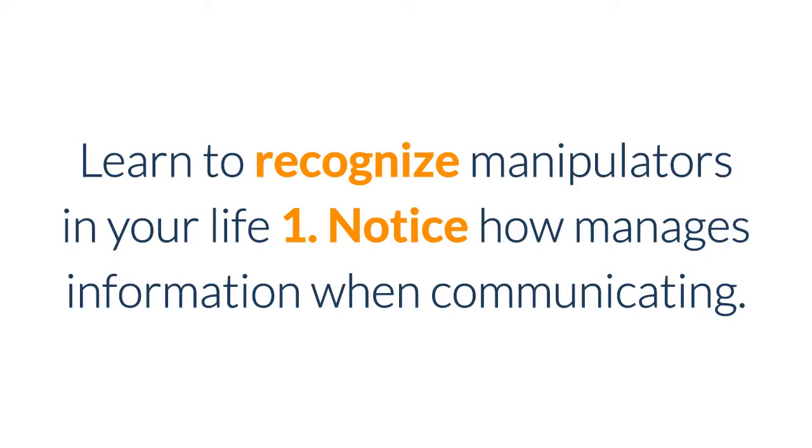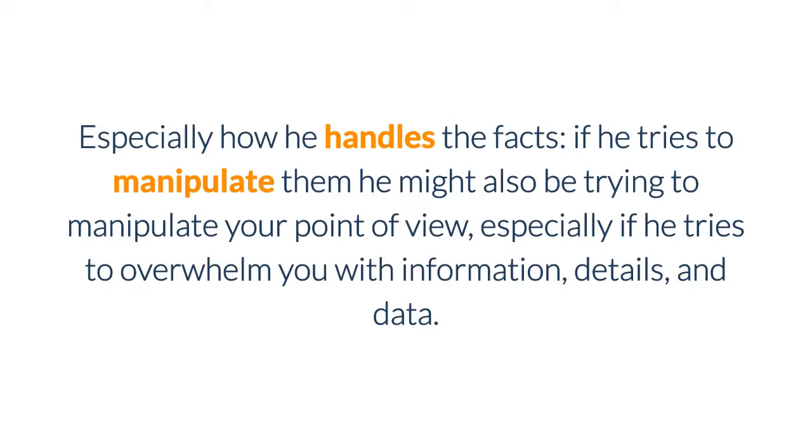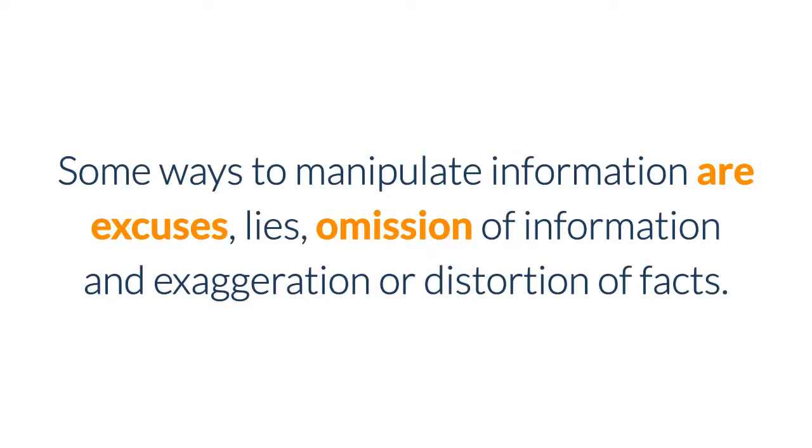1. Notice how he manages information when communicating. Especially how he handles the facts. If he tries to manipulate them, he might also be trying to manipulate your point of view, especially if he tries to overwhelm you with information, details, and data. Some ways to manipulate information are excuses, lies, omission of information, and exaggeration or distortion of facts.